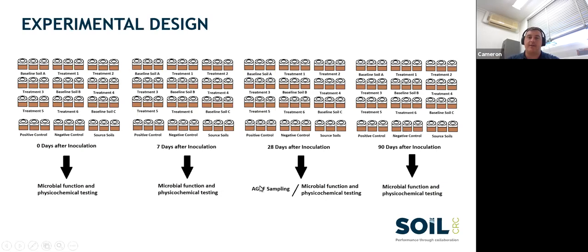So at 28 days, I'm going to send off my soil samples to AGRF, and they're going to send me back the genetic information. And I'm going to see whether that microbial diversity profile has changed based on the soil that it was inoculated into. But all along that time period, I'm also going to be testing the functions of those soils and the physicochemical properties of the soil, to see whether not only the soil type affects the microbial growth, but whether the microbes can actually drive and change the environment they live in.